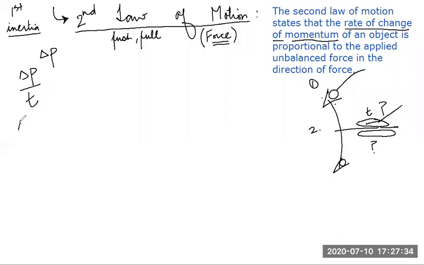Just like the change in distance, the rate of change of distance is velocity. The change in velocity, the rate of change of velocity, is acceleration. This is velocity or maybe speed, depending upon whether the change in distance is unidirectional or multidirectional. Fine.